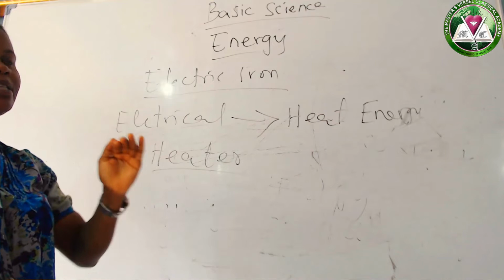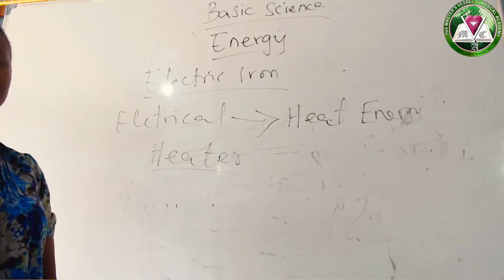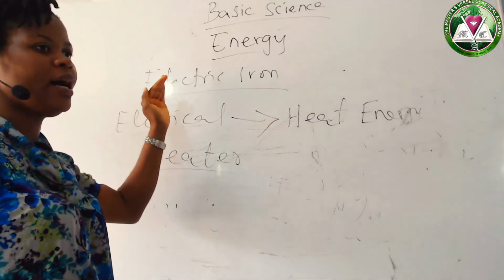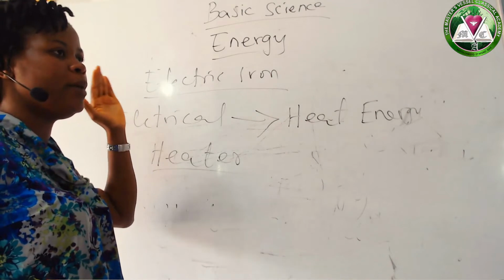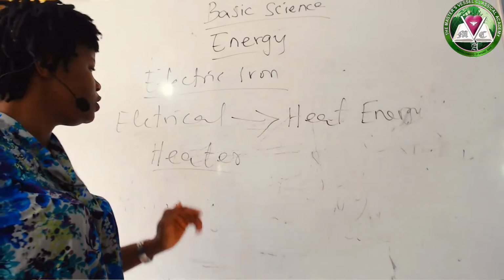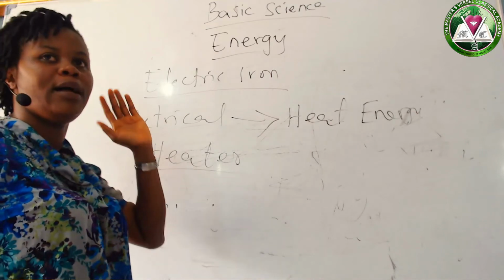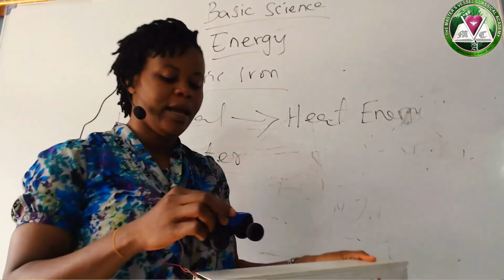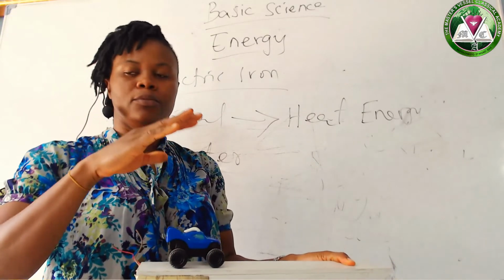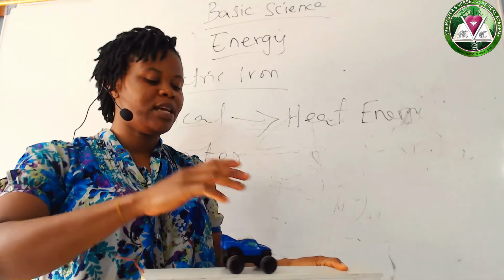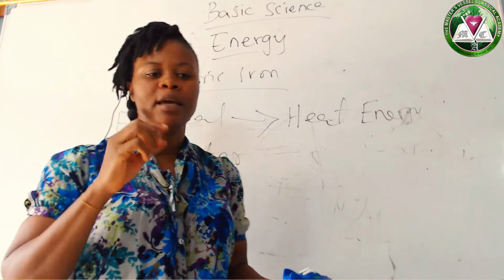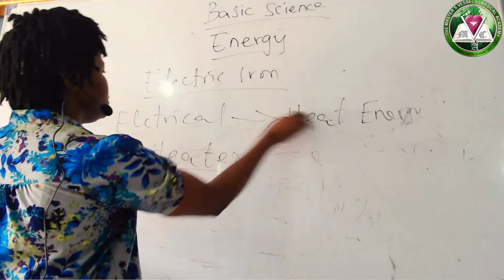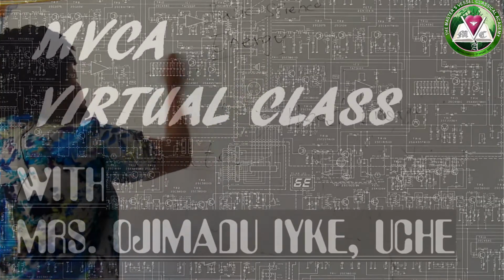I repeat, the law states that energy can neither be created nor destroyed, but it can change from one form to another. Like in our electric iron, energy can be converted from electrical energy to heat energy. Electric heater, energy can be converted from electrical energy to heat energy. Even the car I showed you, you saw that the energy was at rest, meaning its potential energy. Then when it starts moving, it's converted to kinetic energy. So that's what we refer to as conservation of energy. So we'll talk about the mechanical energy now.